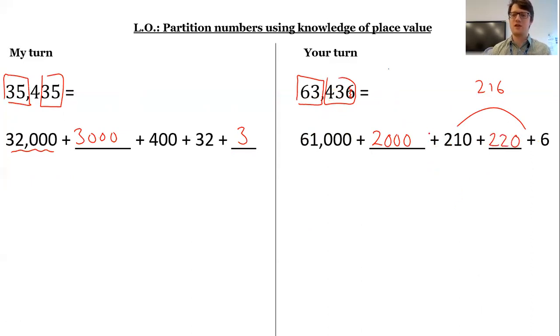And if we just double check, so 61,000 add 2,000 is 63,000, 210 add 220 gives me 430, add 6 is 436. So I get back to my whole, which is 63,436.